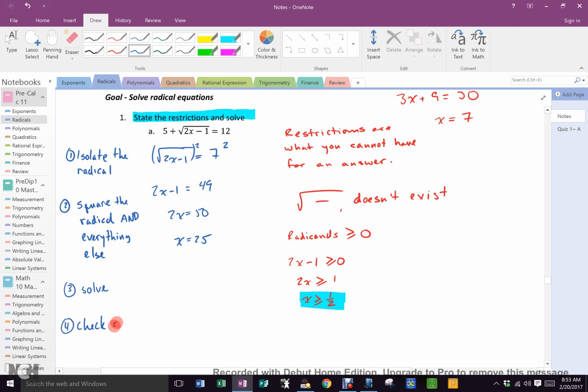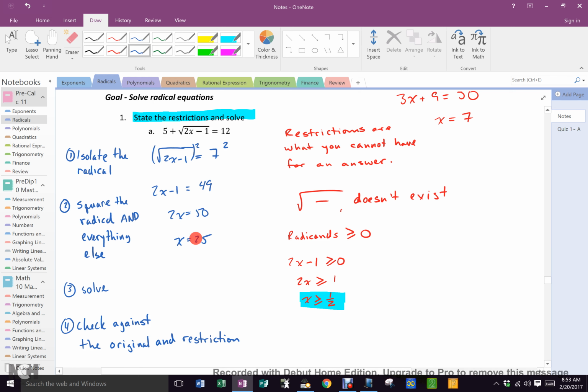Check against the original, and someone just said it over there, the restriction. Is x greater than 1/2? So we're okay on the restriction. Now we got to see if it works.